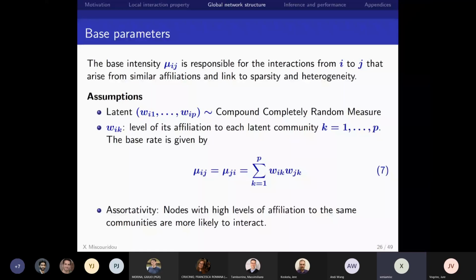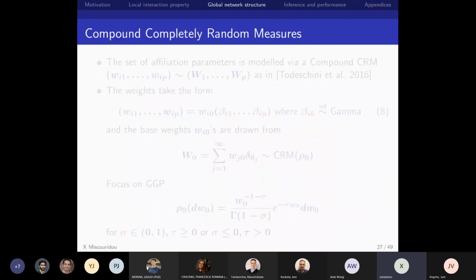So, I mean, this is the main part. When I talked about parameterization of mu ij, this is the main part behind it. I'm not going to go into the details of the compound completely random measure, like simulations and everything. Happy to come back to that later.